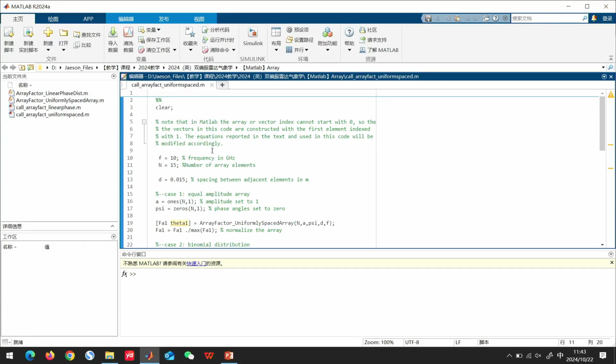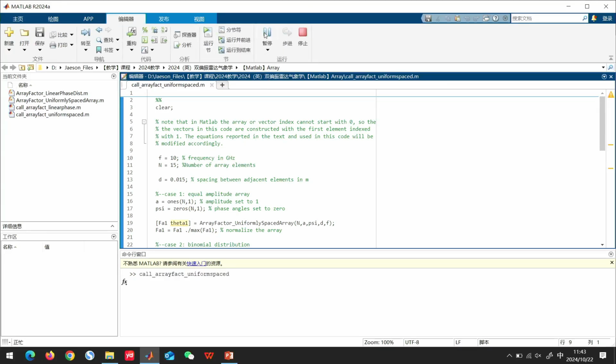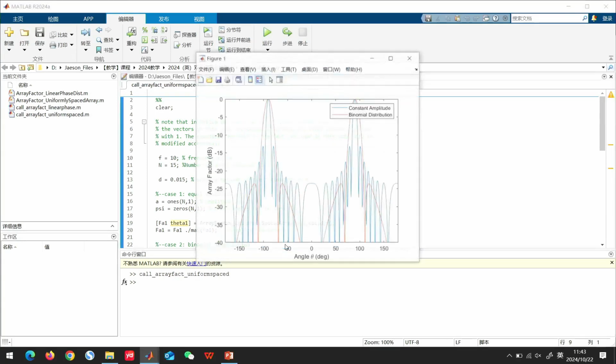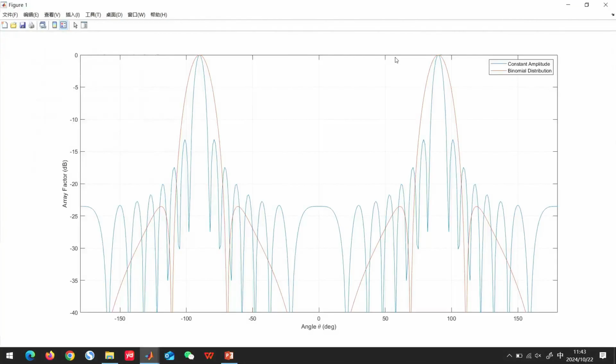Let's use the non-uniform. So here is just a constant amplitude, and the change of the amplitude for it. We can see for the constant amplitude, its beam width is much narrower, but it has more side lobes here. By using the binomial distribution, the side lobes are suppressed, but the beam width becomes much wider, all right? It's almost more than 2 times the constant amplitude distribution case.